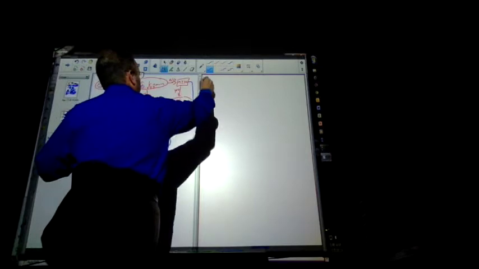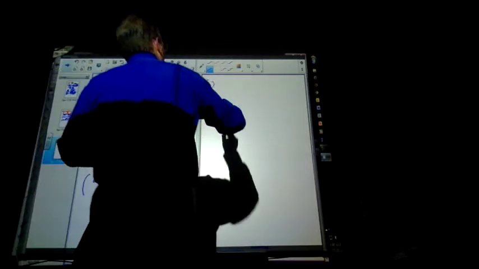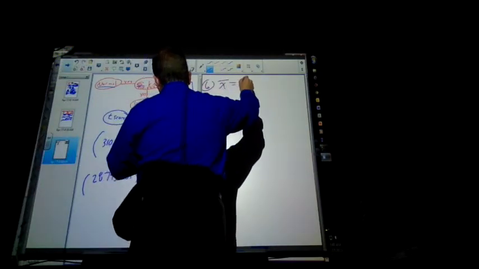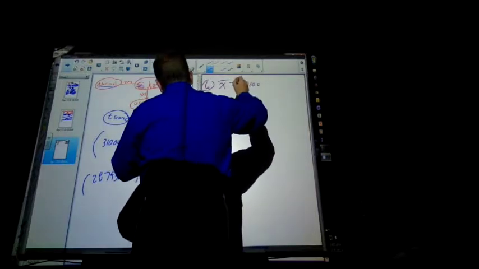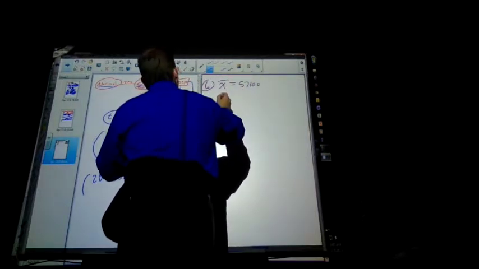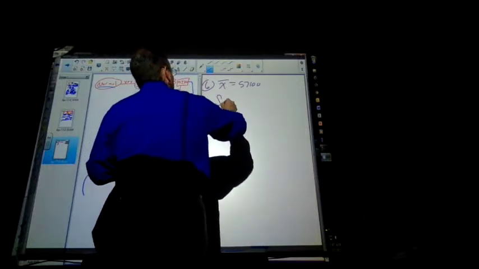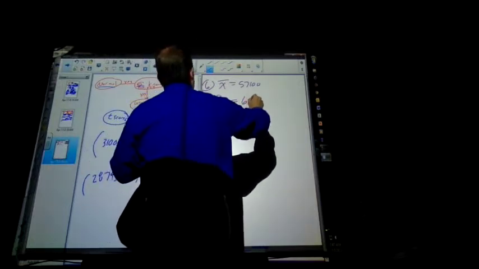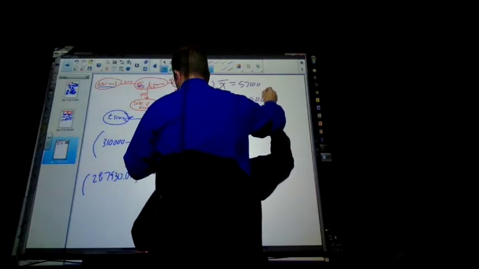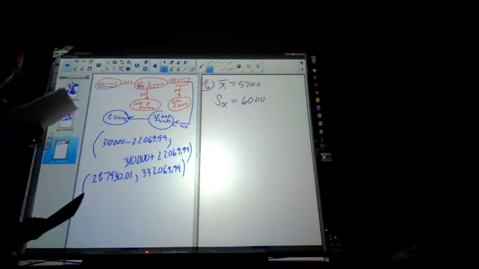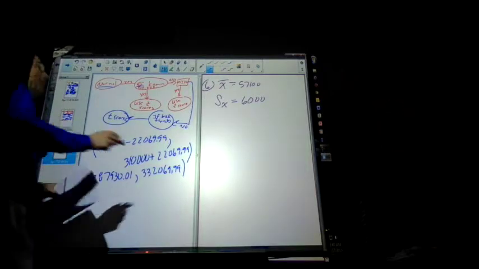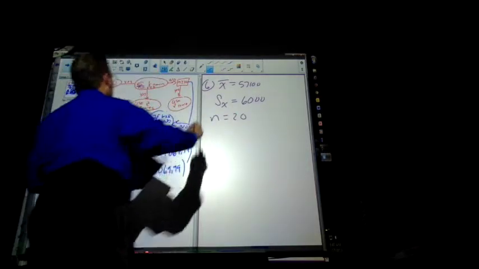So number 6. So it says, we wish to know the average income of all police officers in the United States. We randomly sample 20 officers from throughout the country. The average of our sample, so our mean, is 57,100 with a standard deviation of 6,000. Okay, so first thing to do, we have a sample of 20 people. So let's put this through our test.